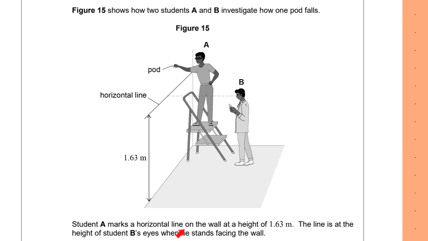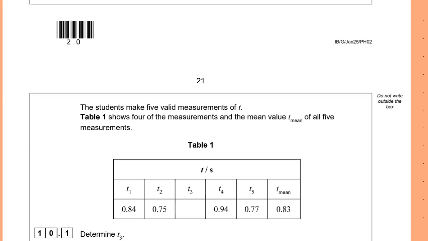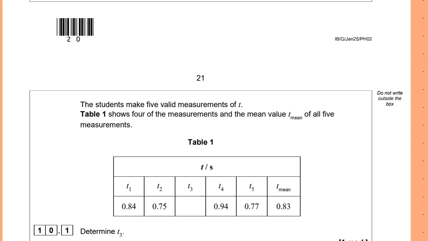Student A marks a horizontal line on the wall at a height of 1.63 meters. The line is at the height of student B's eyes when he stands facing the wall, so parallax error is avoided like this. Student A releases the pod from a point higher than the line. B measures the time for the pod to travel at a terminal speed between the line on the wall and the floor. And we have this height given. The student makes 5 valid measurements of T.